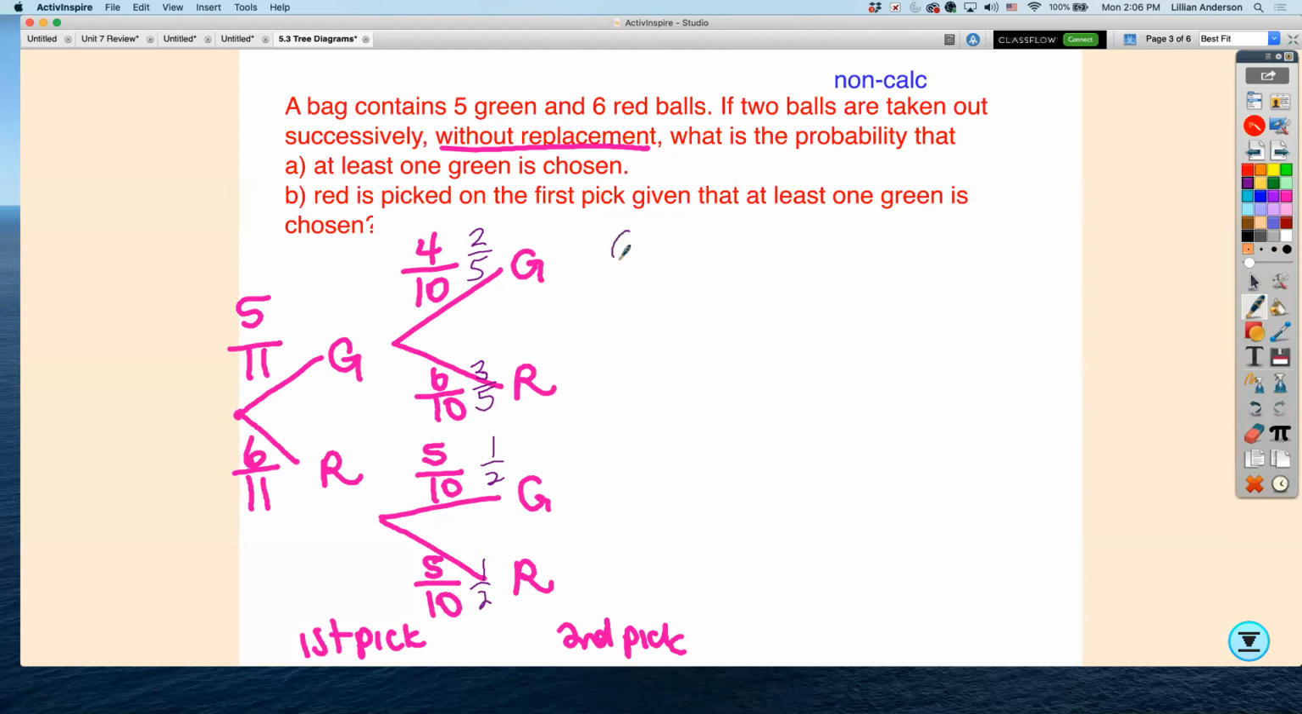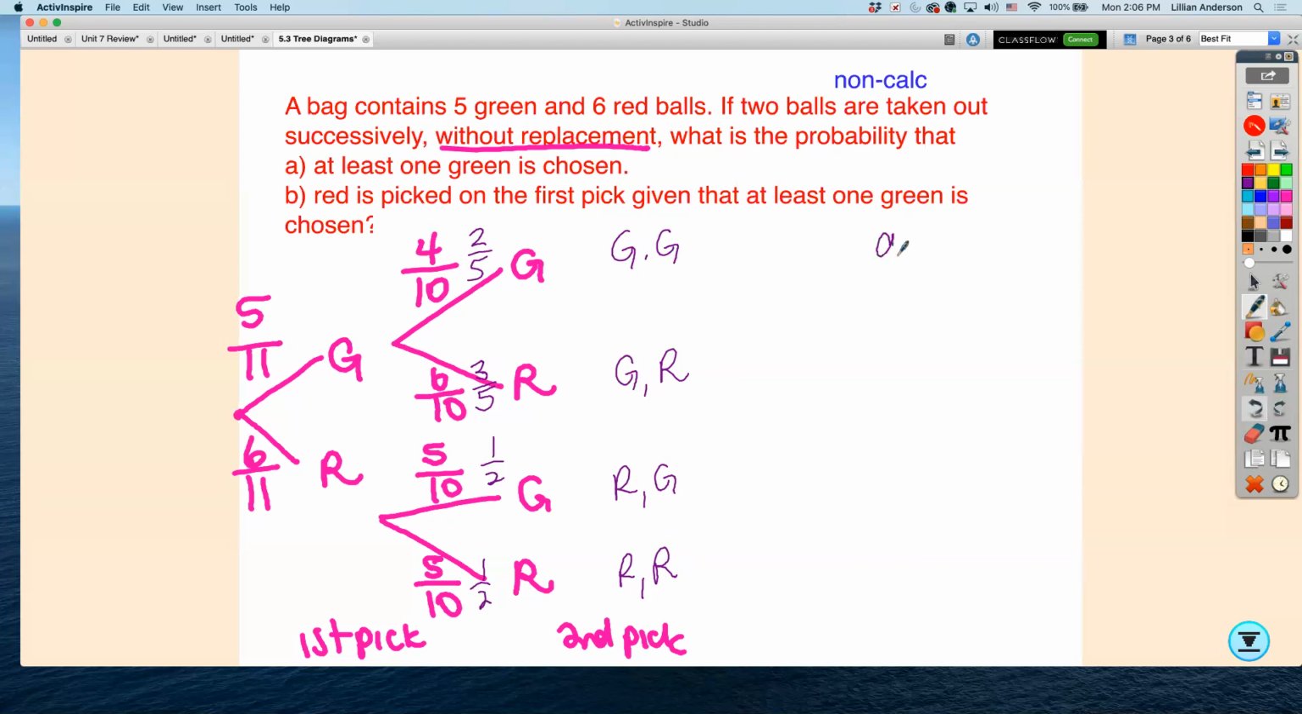Okay, so these are my different outcomes. I can go green, green, then green, red, then red, green, and then red, red. You don't have to write out the different outcomes that you can have. Sometimes I do it, sometimes I don't.